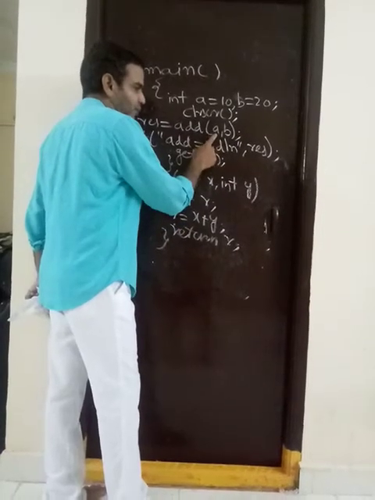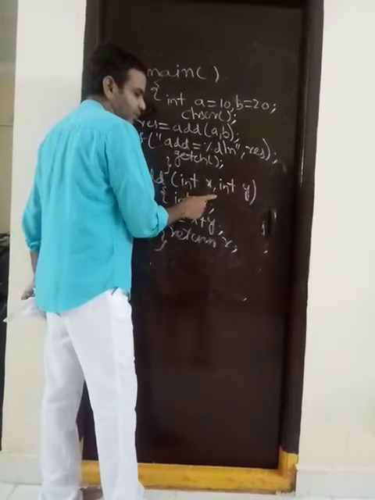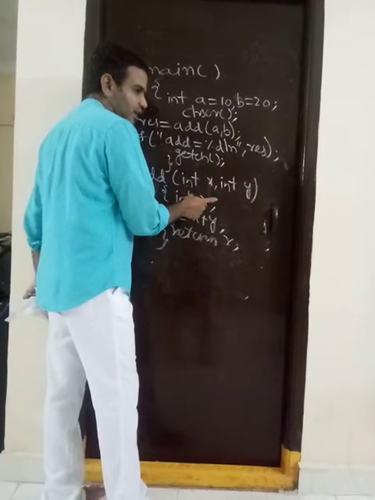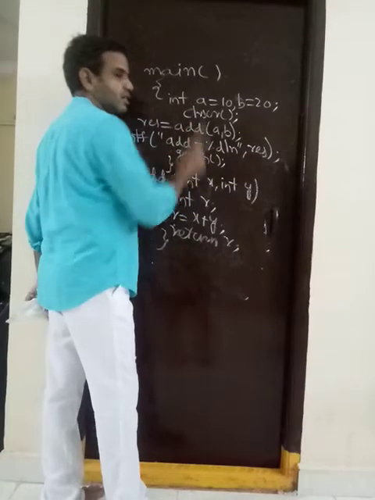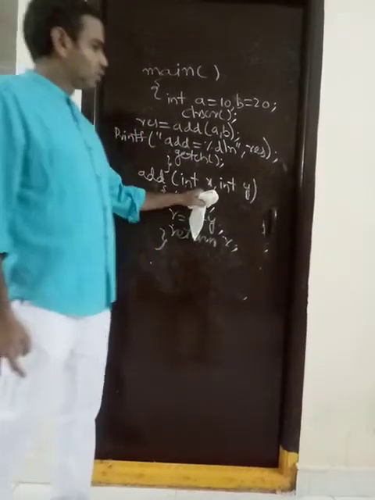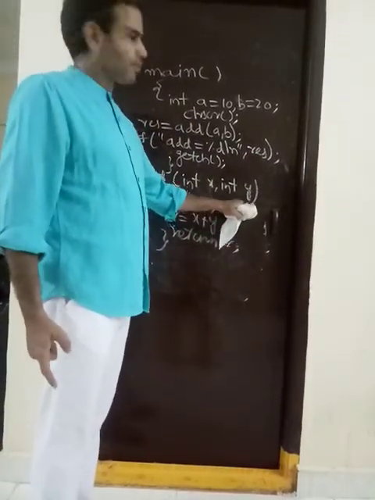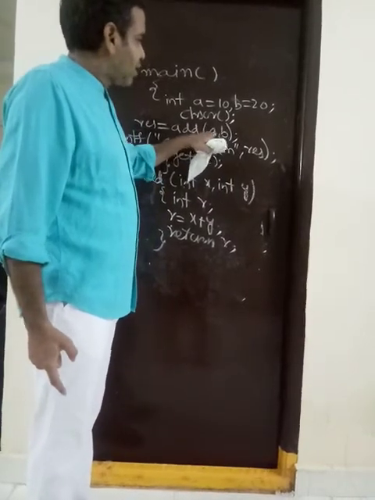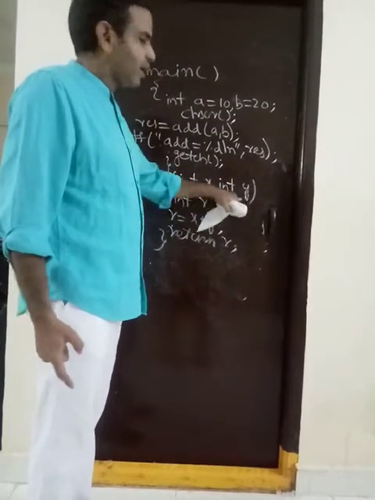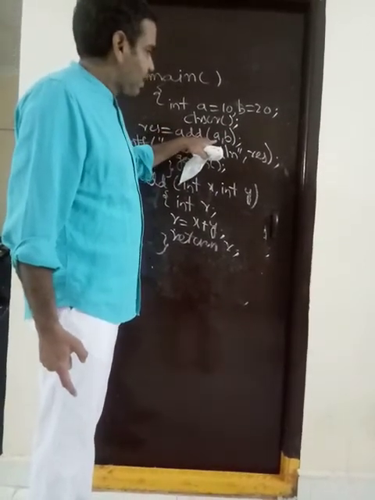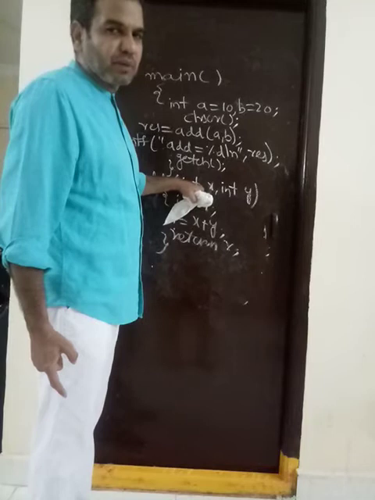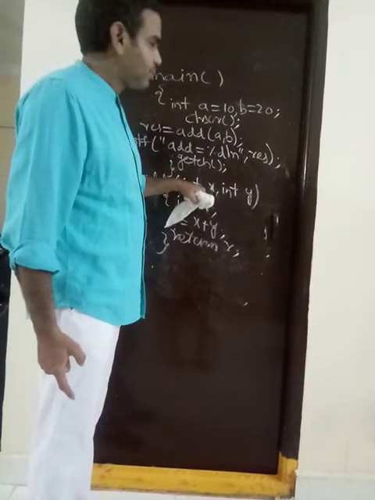The actual parameters and dummy parameters, their variable names may be same, may not be same, but their data type should be same. That is very important. Here also you can take a, b as you wish. Here a, b are integers. Here x, y are also integers. Their data type should be same. The actual parameter names and formal parameter names may be same or may not be same.